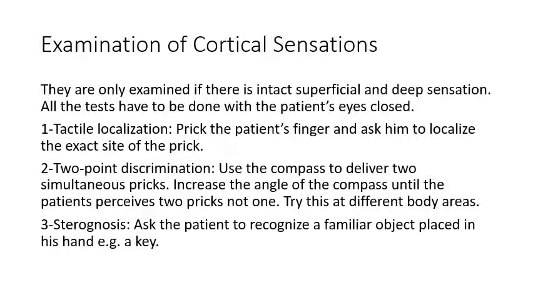Two-point discrimination. Use a compass to deliver 2 simultaneous pricks, and then increase the angle of the compass gradually until the patient perceives 2 pricks, not 1 prick. We try this at different areas of the body.